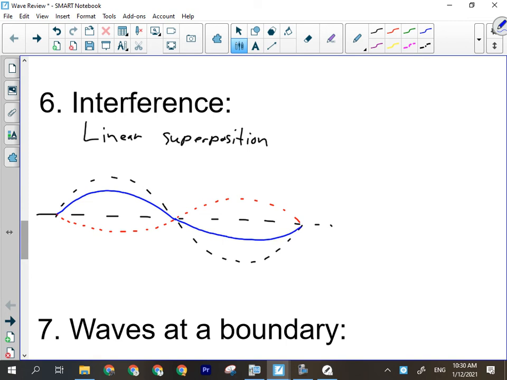Definitely going to ask you to do something like that. That's interference and the principle of linear superposition. I would say that's probably a 3-mark question. 1 mark for this part, 1 mark for that part, and 1 mark for telling me what kind of interference. Destructive interference. Pretty easy 3 marks. But again, if you don't remember that terminology, in phase, out of phase, constructive, destructive, you're hooped on a question like that.